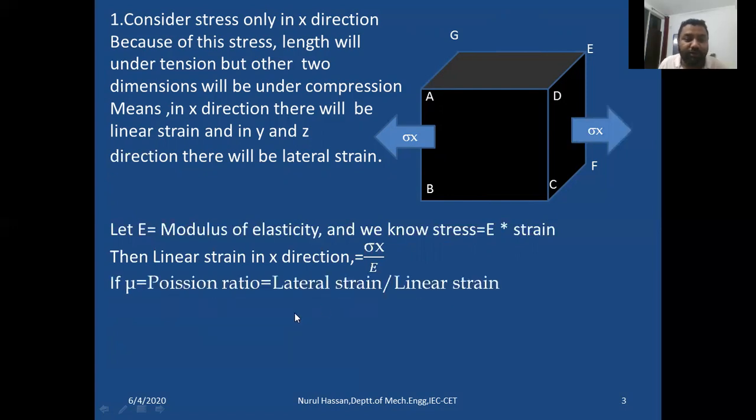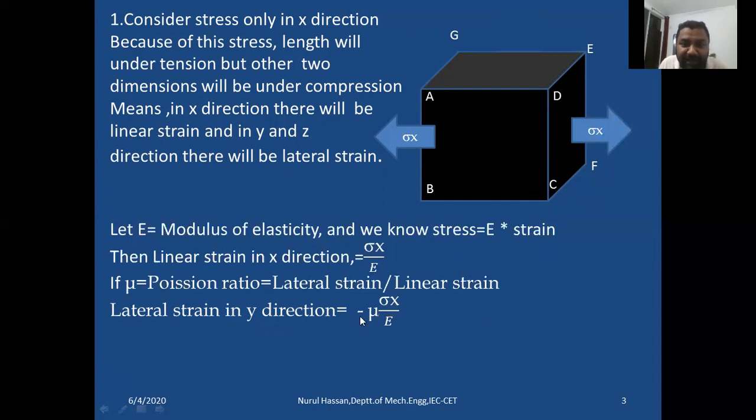Then also we know what is Poisson's ratio. Poisson's ratio is denoted by mu, and it is defined as the ratio of lateral strain to linear strain. Now, along the length BC, there is a linear strain, but in the direction of CD and CF, there will be lateral strain. So we have to find out lateral strain in y direction and z direction. In y direction, the lateral strain is equal to mu multiplied by linear strain. So mu is here, and the linear strain is sigma x by E.